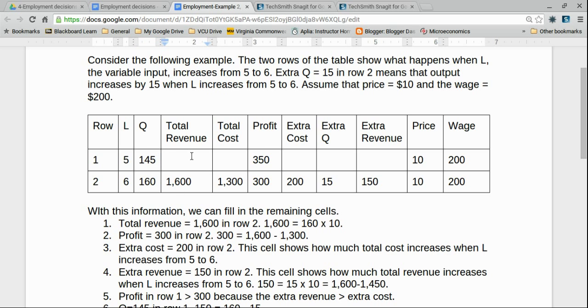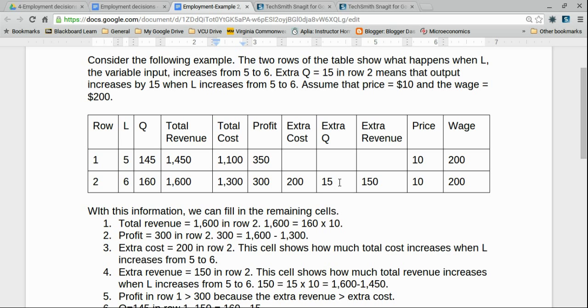Total revenue is simply price times quantity, so it's going to be 1,450. Total cost, when I fire the 6th worker, I'll save $200. So my total cost will be $200 lower than 1,300. The difference between 1,450 and 1,100 gives me my new profit, which again is 350.